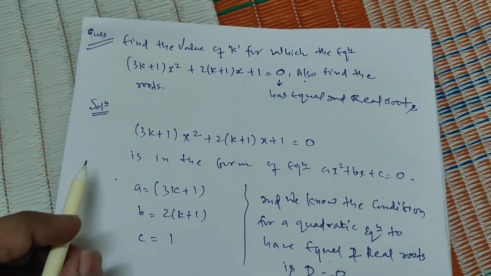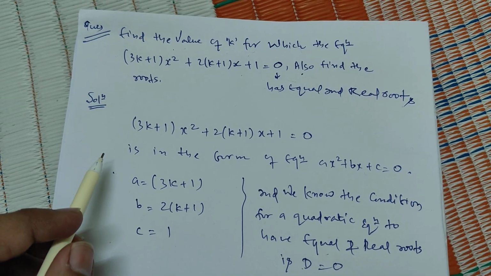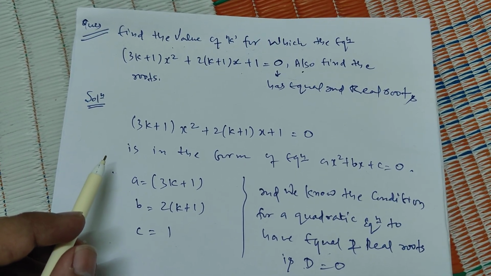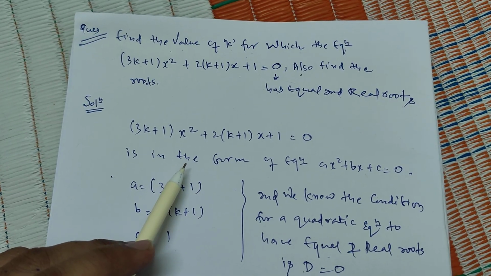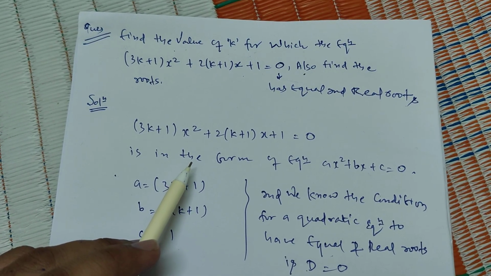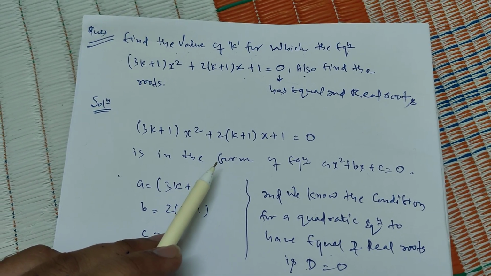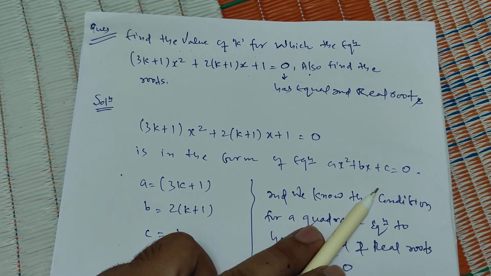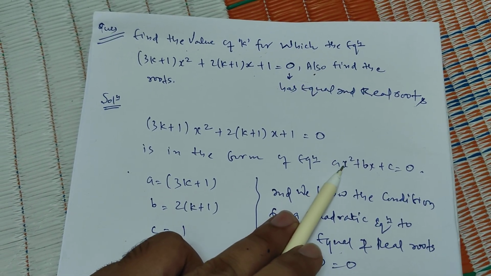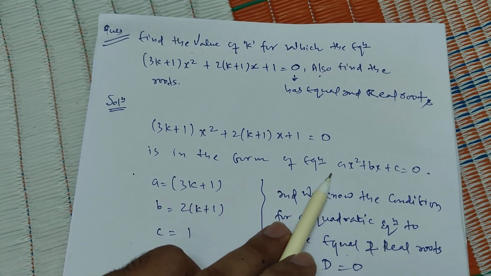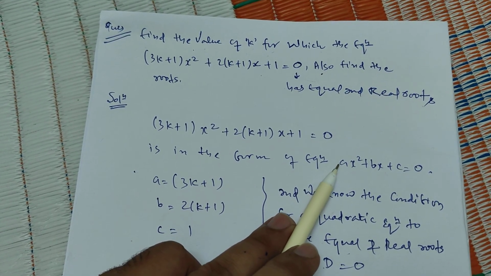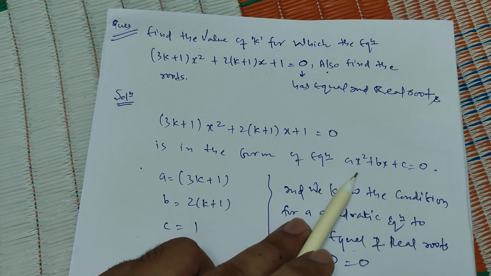In this type of question, first of all we have to focus that the given equation is in the form of a quadratic, ax square plus bx plus c, in which a, b, c are real numbers and a is not equal to 0.